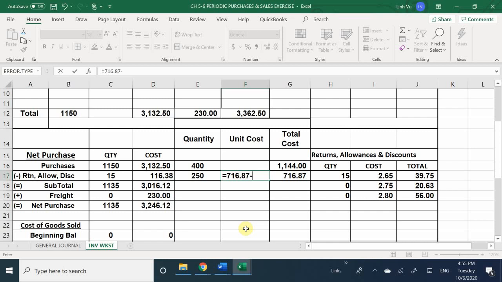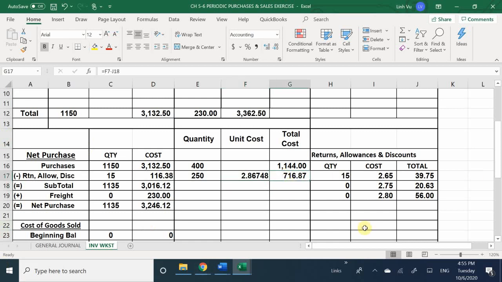So in this case, my total is $716.87 divided by my 250 items, which should give me 2.8674 and so on. Okay, hold on, I erased it. There you go. And now we only need to calculate for 35 items.